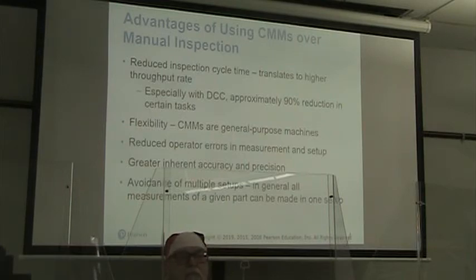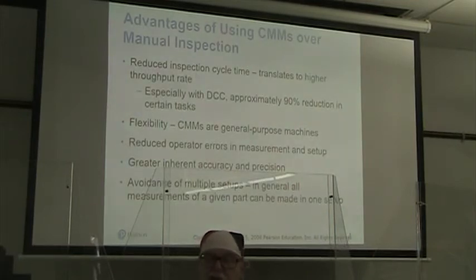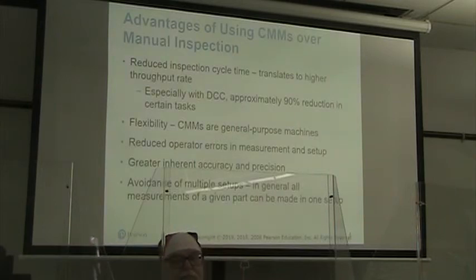So, the advantages of using coordinate measuring machines over manual inspection. Well, first is a reduced inspection cycle time. That gives us a higher throughput rate. It's noted that this is especially with the direct computer control, where we can achieve 90% reduction in certain tasks.